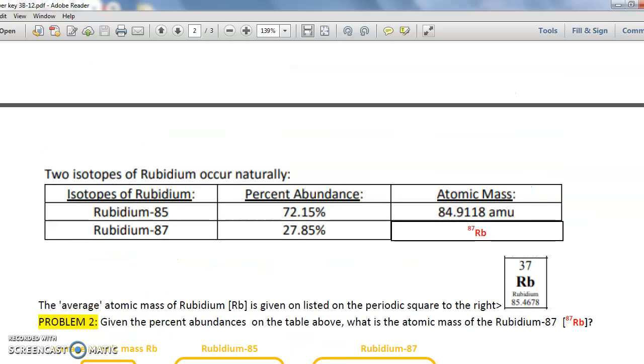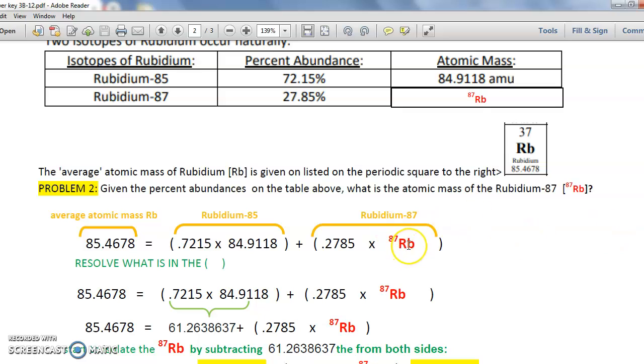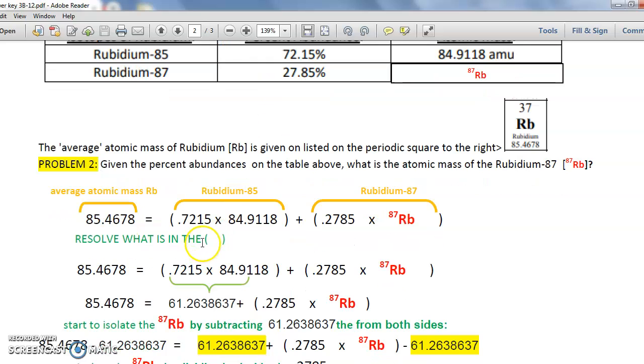So just the same way we set a problem up like this, instead of having the atomic mass, which would go right here, we plugged in the symbol. Right there, we plugged in the symbol. Remember to convert the percents back to decimal form by dividing by 100 or sliding the decimal 2 to the left. So 27.85% becomes 0.2785. That's the contribution of rubidium-87. Rubidium-85, its atomic mass is 84.9118. It goes right here. Its abundance converted back to decimal form by sliding it 2 to the left is 0.7215.